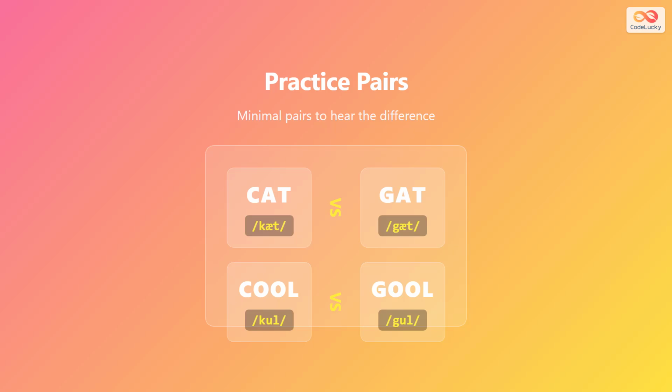Let's practice with more minimal pairs. We have cat and gat, key and G, cool and ghoul, and cap and gap. Say each pair slowly and notice how the only difference is the first sound. The vowel and the ending consonant stay exactly the same. This helps you focus on just the K and G sounds without being distracted by other sounds in the words.